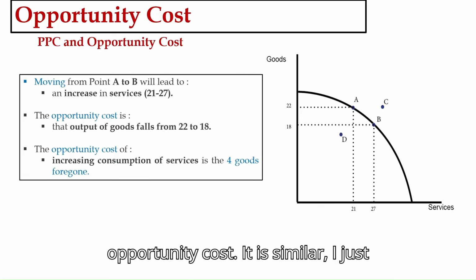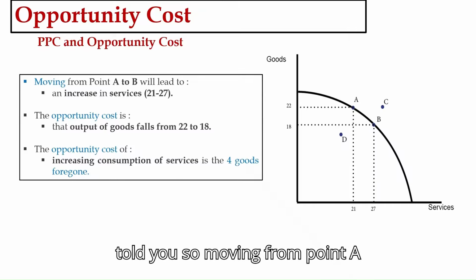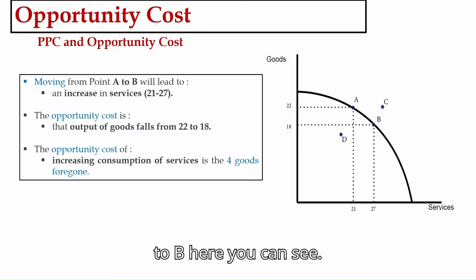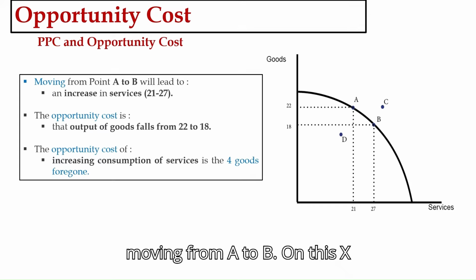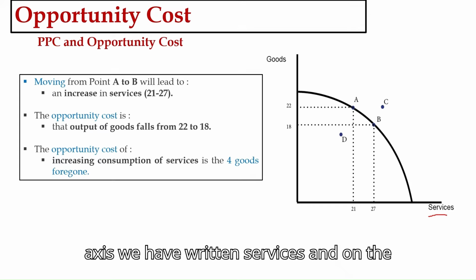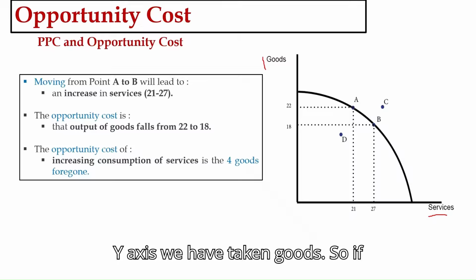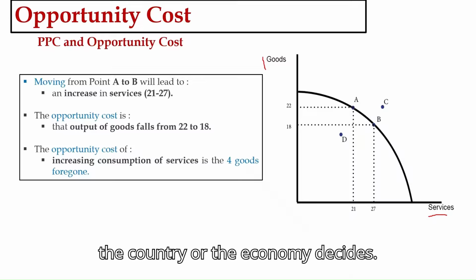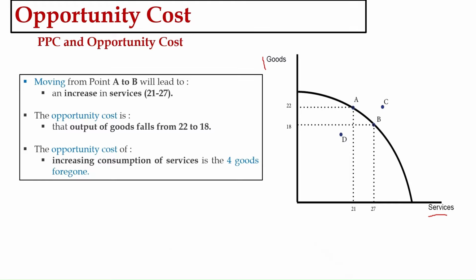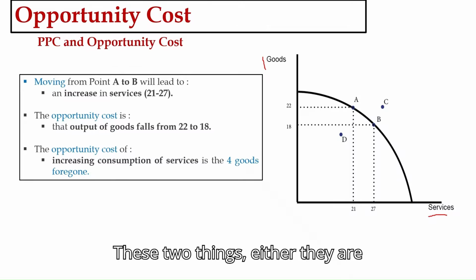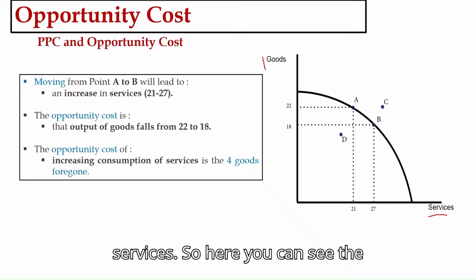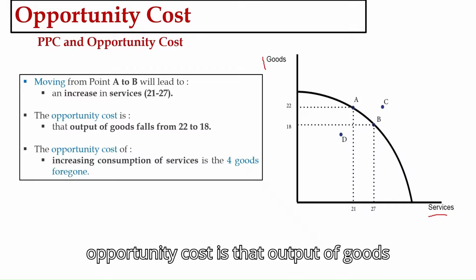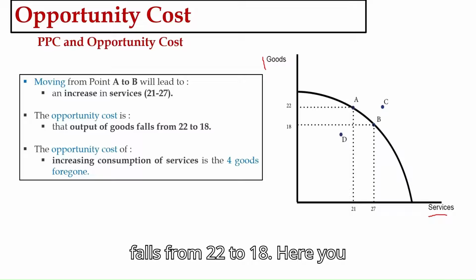So here you can see another example, PPC and opportunity cost. It is similar to what I just told you. Moving from point A to B, you can see it will lead to an increase in services. On this x-axis we have written services and on the y-axis we have taken goods. So if the country or the economy decides between these two things, either they are providing goods or they are providing services, here you can see the opportunity cost is that output of goods falls from 22 to 18.